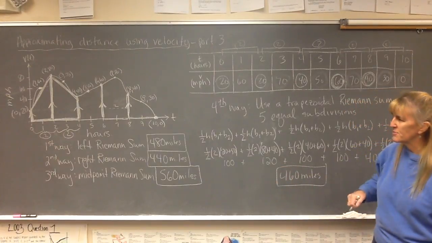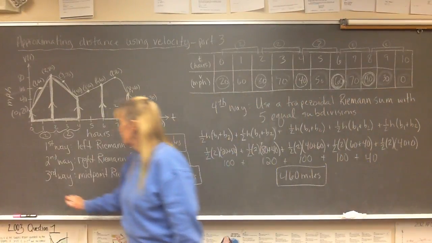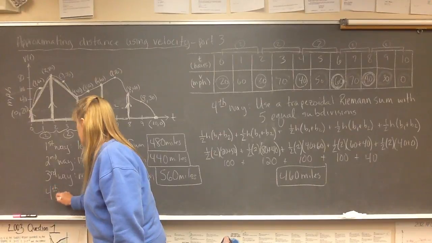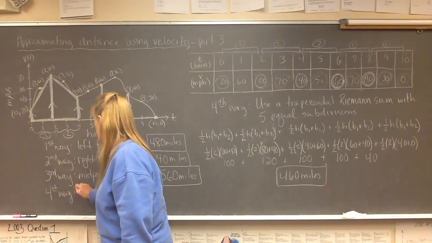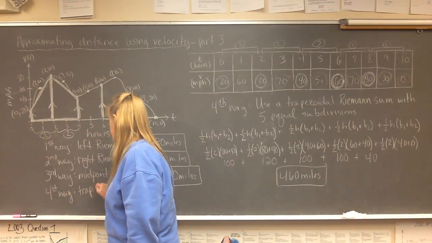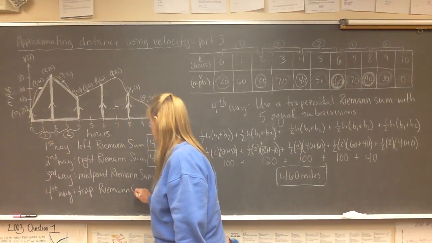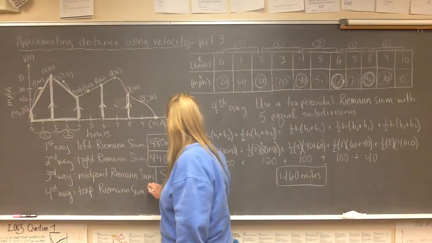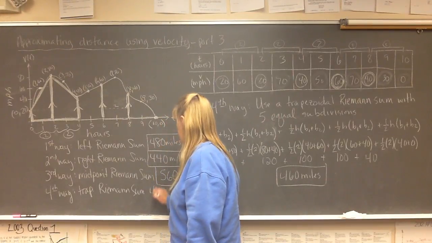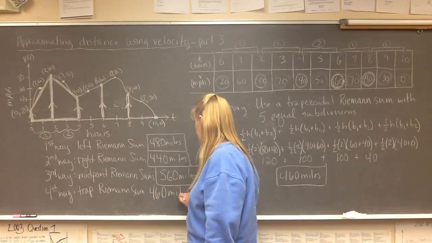miles. And that is my fourth way of doing this that we are going to discuss in class. And that is a trapezoidal Riemann sum. And that is 460 miles.